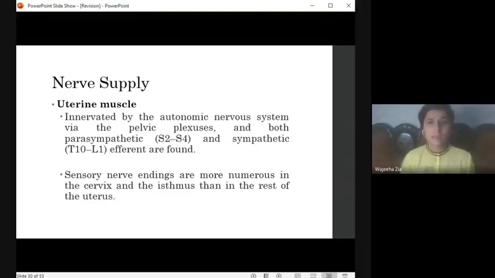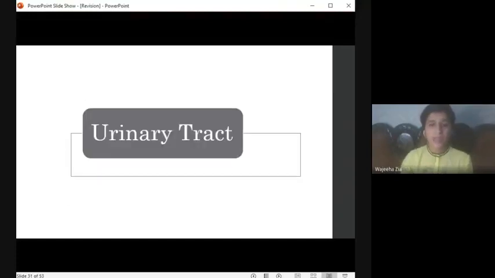The nerve supply: the reproductive system is supplied by the autonomic nervous system with the help of the pelvic plexus, and in the pelvic plexus, both parasympathetic and sympathetic efferents are found. Among all the body parts, the most sensitive one with the highest sensory nerve endings is the cervix, and the second one is the isthmus. The two parts with an enormous number of sensory nerve endings are the cervix and the isthmus. So that was all about the reproductive tract of the female.